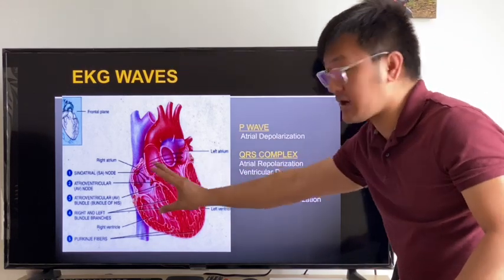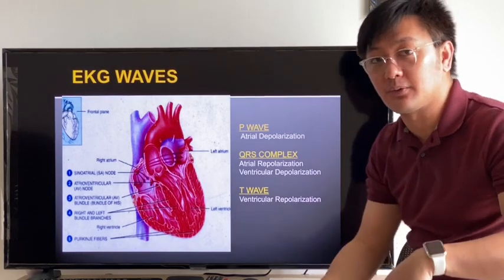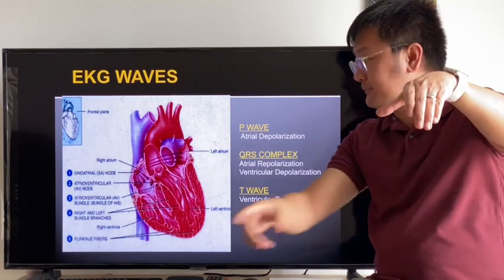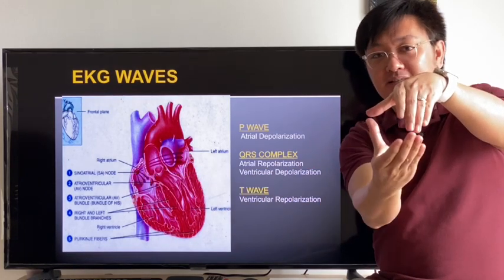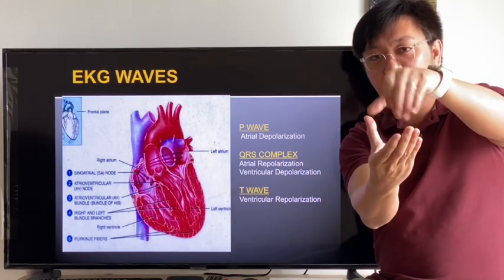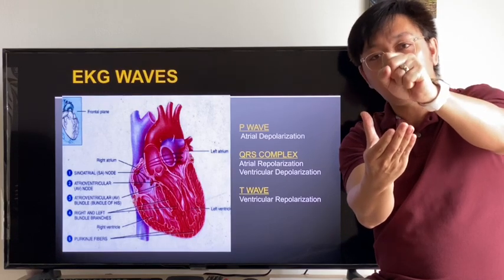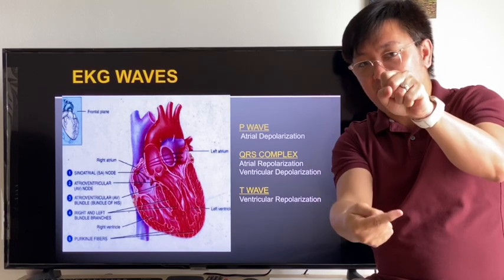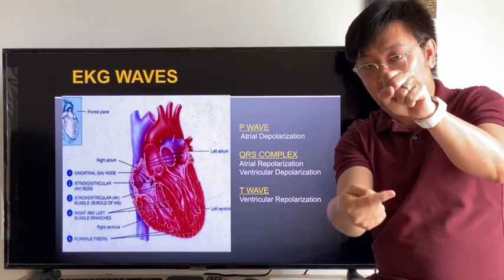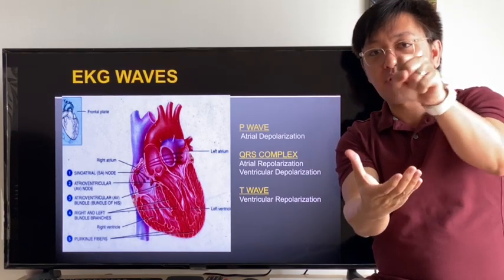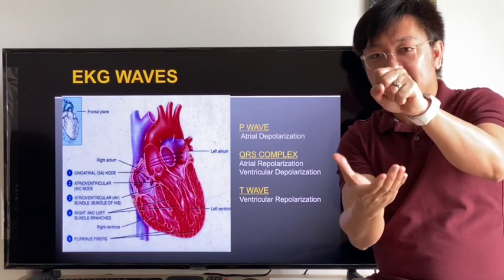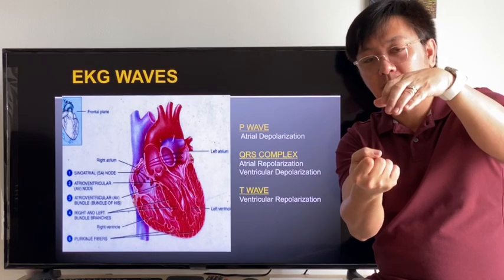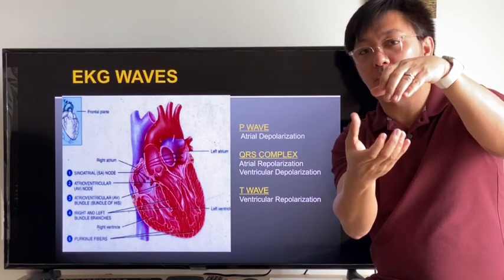Let's correlate that with your conduction system. Let's review: right and left atrium, right and left ventricle. Once the SA node is stimulated, that causes contraction of the right and left atrium. As the atria contract, the impulse travels going down from the base to the apex. As the impulse travels down to the ventricular area, there is no more impulse on top; the impulse is here. As a result, the atria will relax and the ventricles will contract. After the ventricles contract, they will relax.